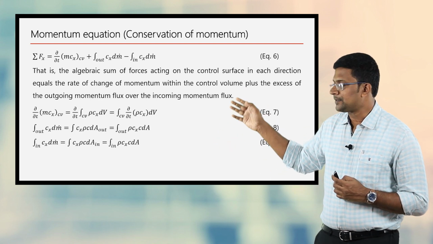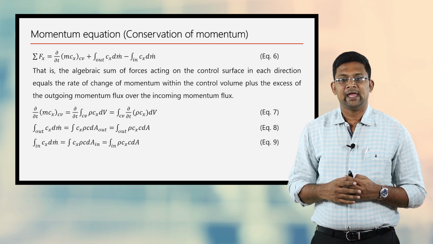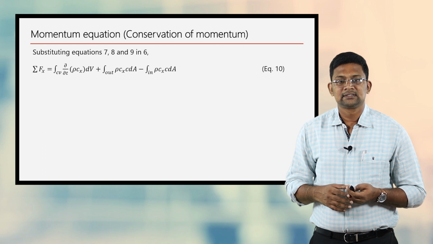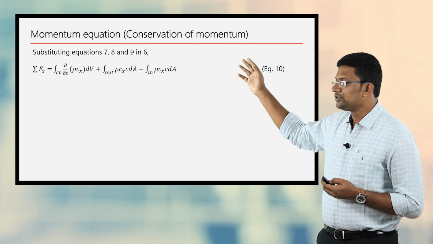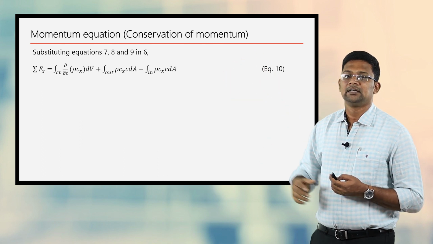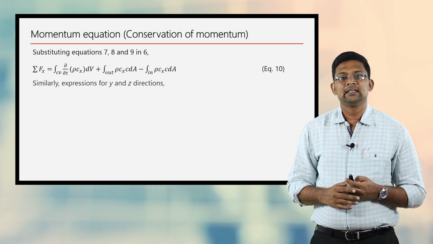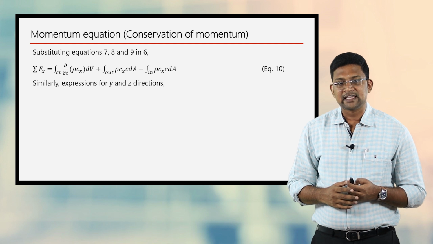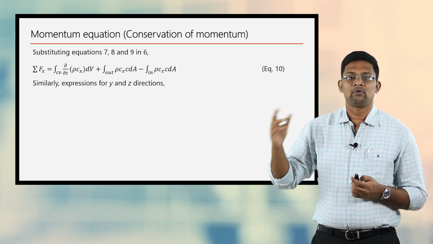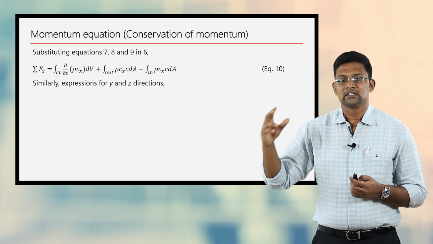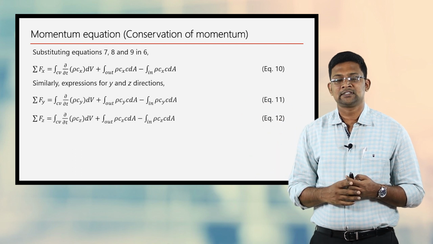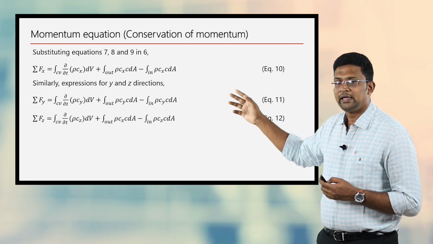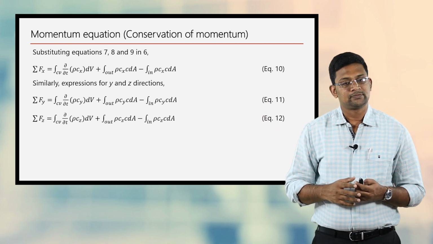And now I am going to substitute expressions 7, 8 and 9 back into our expression number 6. So this is the new expression and it can be represented as 10. As we can see, this is the sum of forces acting along the x direction. The same expressions can be rewritten for y and z direction. Instead of the suffix x, we have to substitute suffixes y and z. So this is the sum of forces for y and z directions respectively.